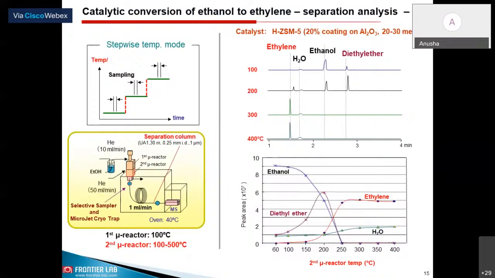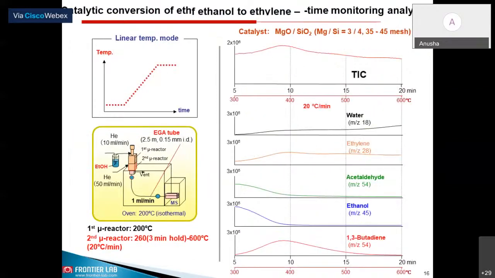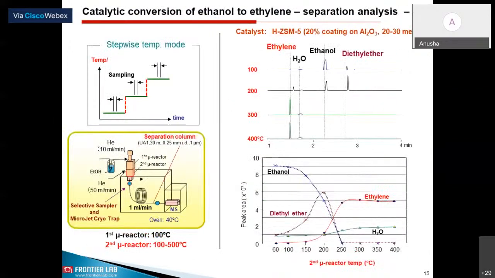It's nothing but it just traps the column. That's it. It doesn't allow separation analysis to take place at that particular time. It will just trap the column and keep it on hold. That's it, because most of the compounds flow over very easily at room temperature. So here we use the cryo trap just to hold the column.